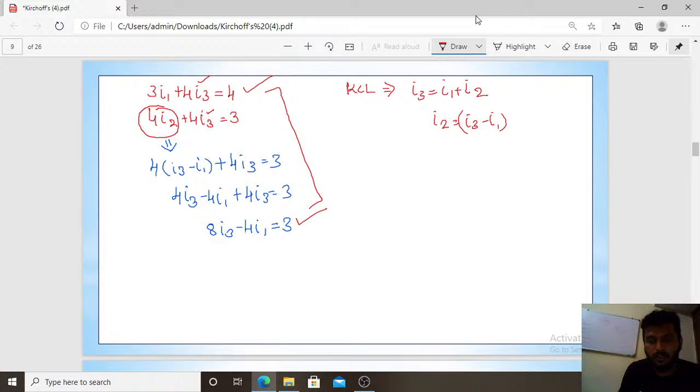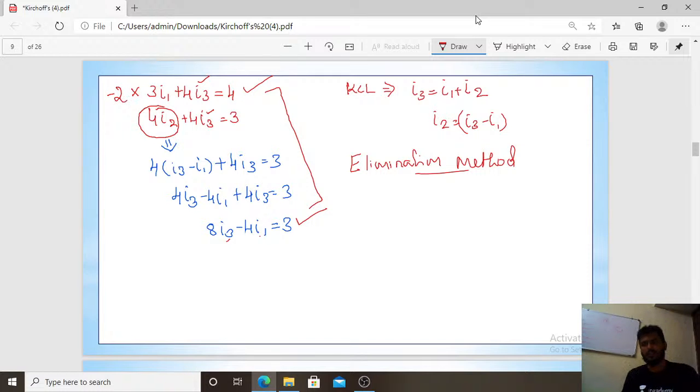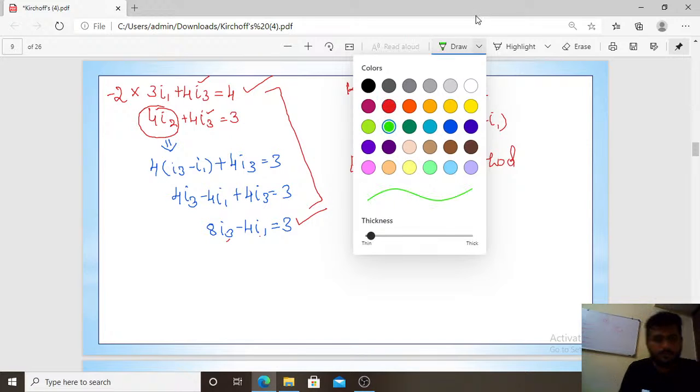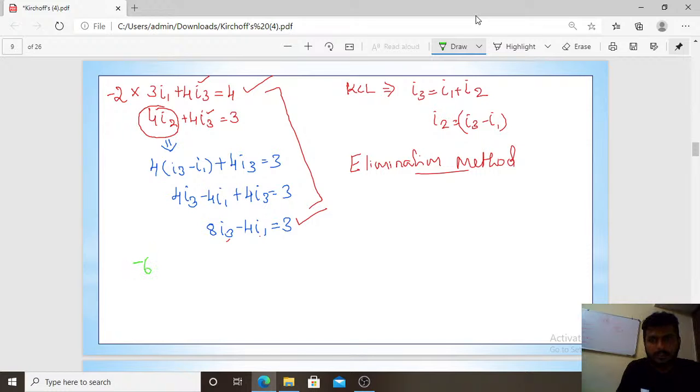Now go for the elimination method. What is the elimination method? You have to eliminate any one term. You have I1, I3 and I1, I3 here. So I will multiply this with minus 2 to get a new equation. Minus 2 means minus 6I1 minus 8I3 is equal to minus 8. Then similarly I will write this one as it is, 8I3.